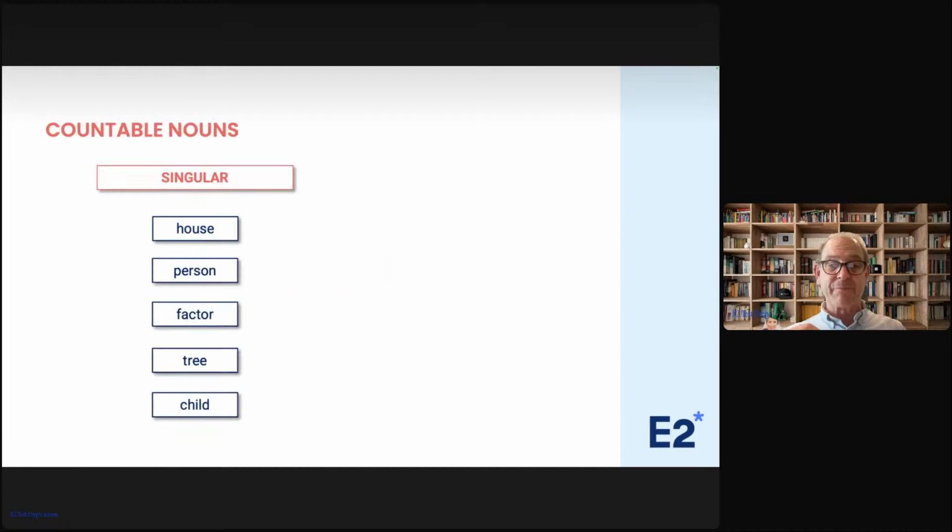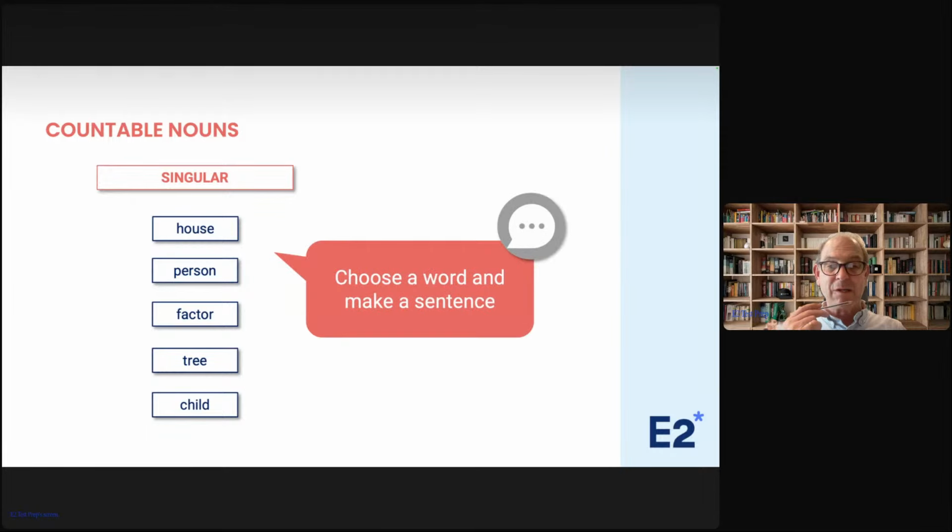Singular nouns. Singular house, able to be counted: one house, two houses. Can you choose a word and make a sentence? Say it out loud. If you don't write it down, say it out loud.